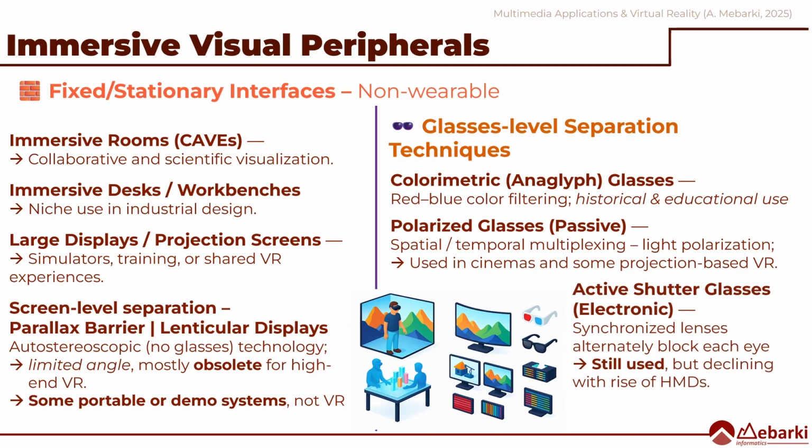Finally, active shutter glasses. These use liquid crystal shutters to alternately block each eye in sync with the display refresh. Each eye sees its image in sequence, producing full-color 3D. Once dominant in early 3D graphics and simulation, it is gradually replaced by HMDs due to comfort and synchronization limits.